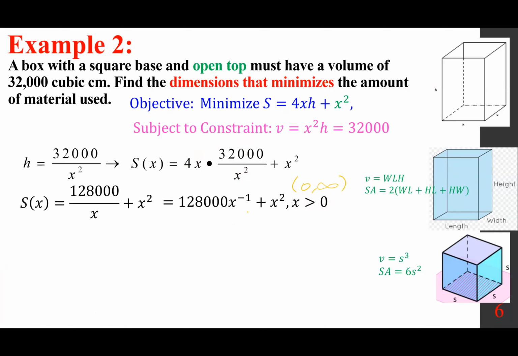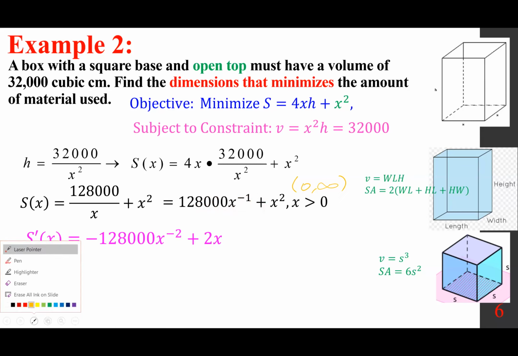And here's the domain, because x represents dimension. Dimensions must be positive. X, Y, Z, whatever. Differentiation. S prime would be the product of these two: -128,000 x to the power -2 plus 2x. Because we want to find the critical points, we're going to set this to 0. Common denominator is x squared. So minus 128,000, 2x times x squared is 2x cubed.